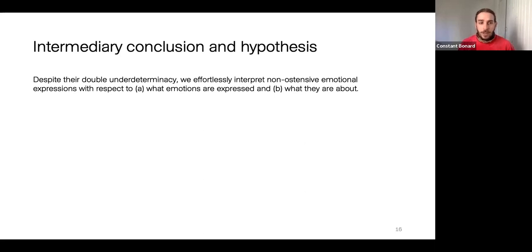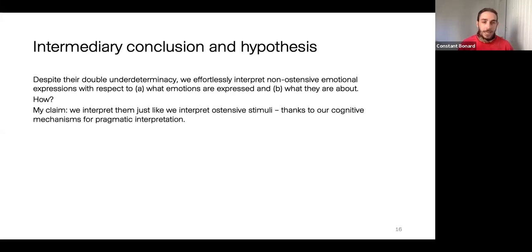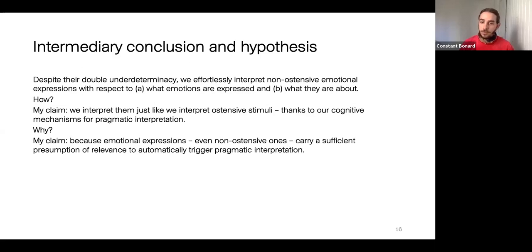Nevertheless, despite this double kind of underdeterminacy, both with respect to what kind of emotion is expressed and with respect to what the emotion is about, we effortlessly interpret non-ostensive emotional expressions. How do we do that? My claim is that we interpret them just like we interpret ostensive stimuli, thanks to our cognitive mechanisms for pragmatic interpretation. And why? Because emotional expressions, even non-ostensive ones, carry a sufficient presumption of relevance to automatically trigger pragmatic interpretation. And once again, this is what I claim in this paper.